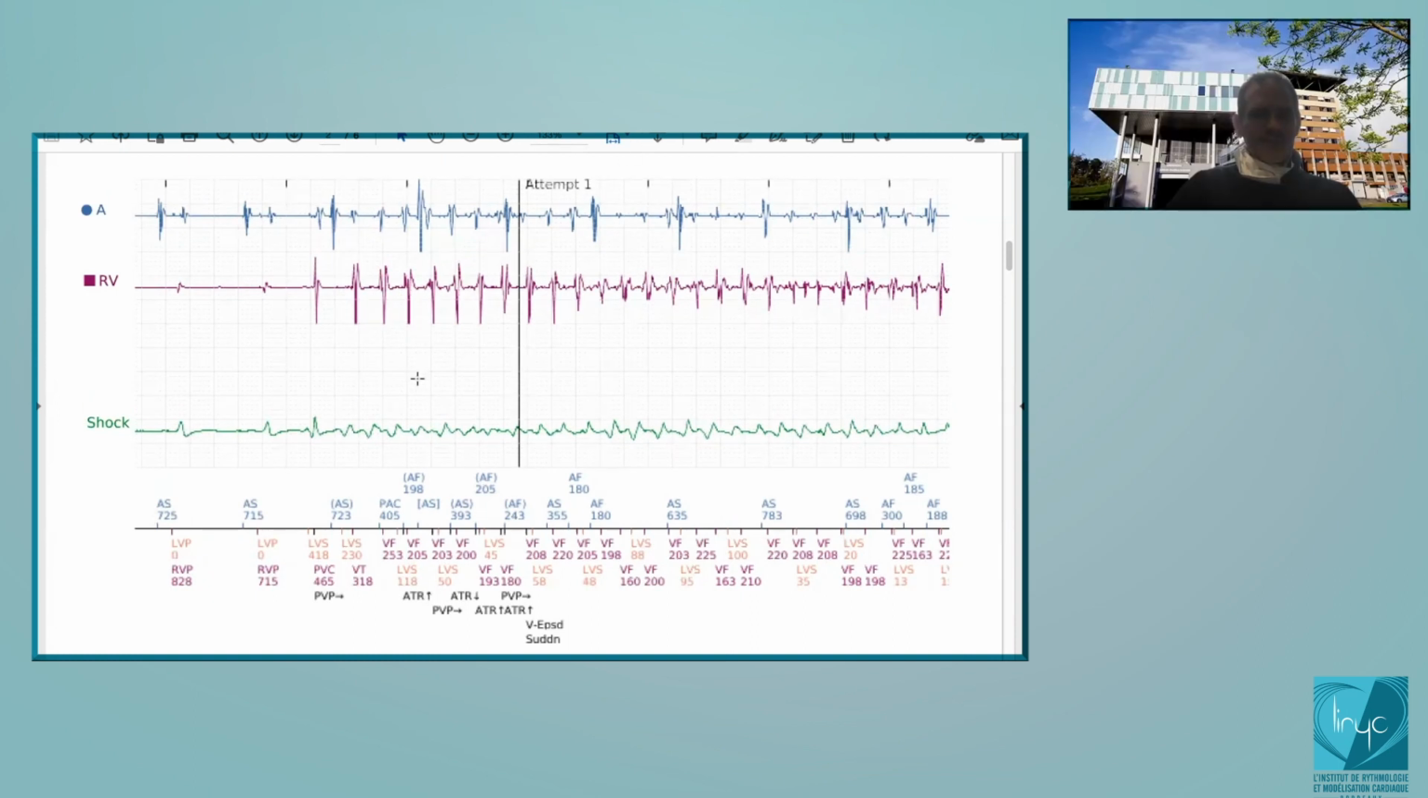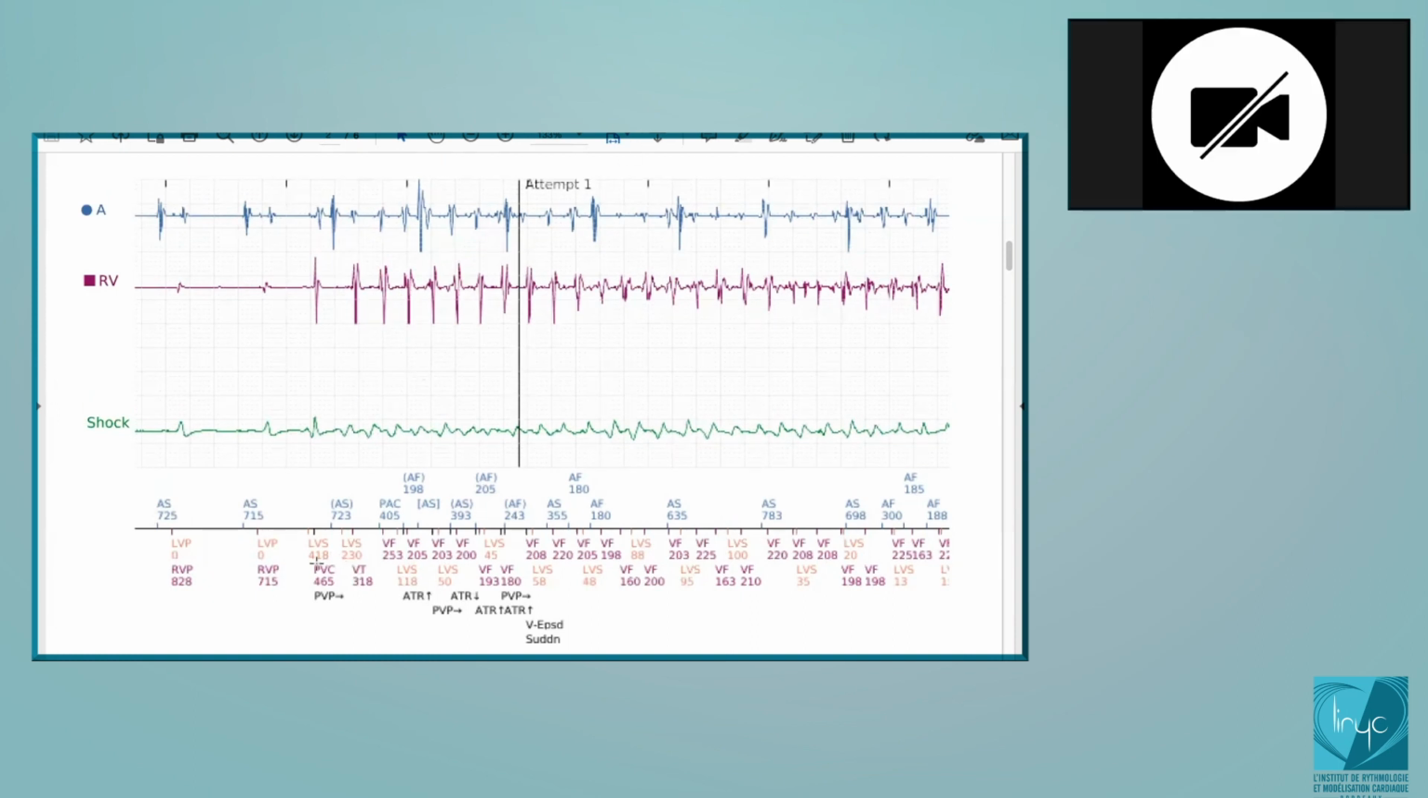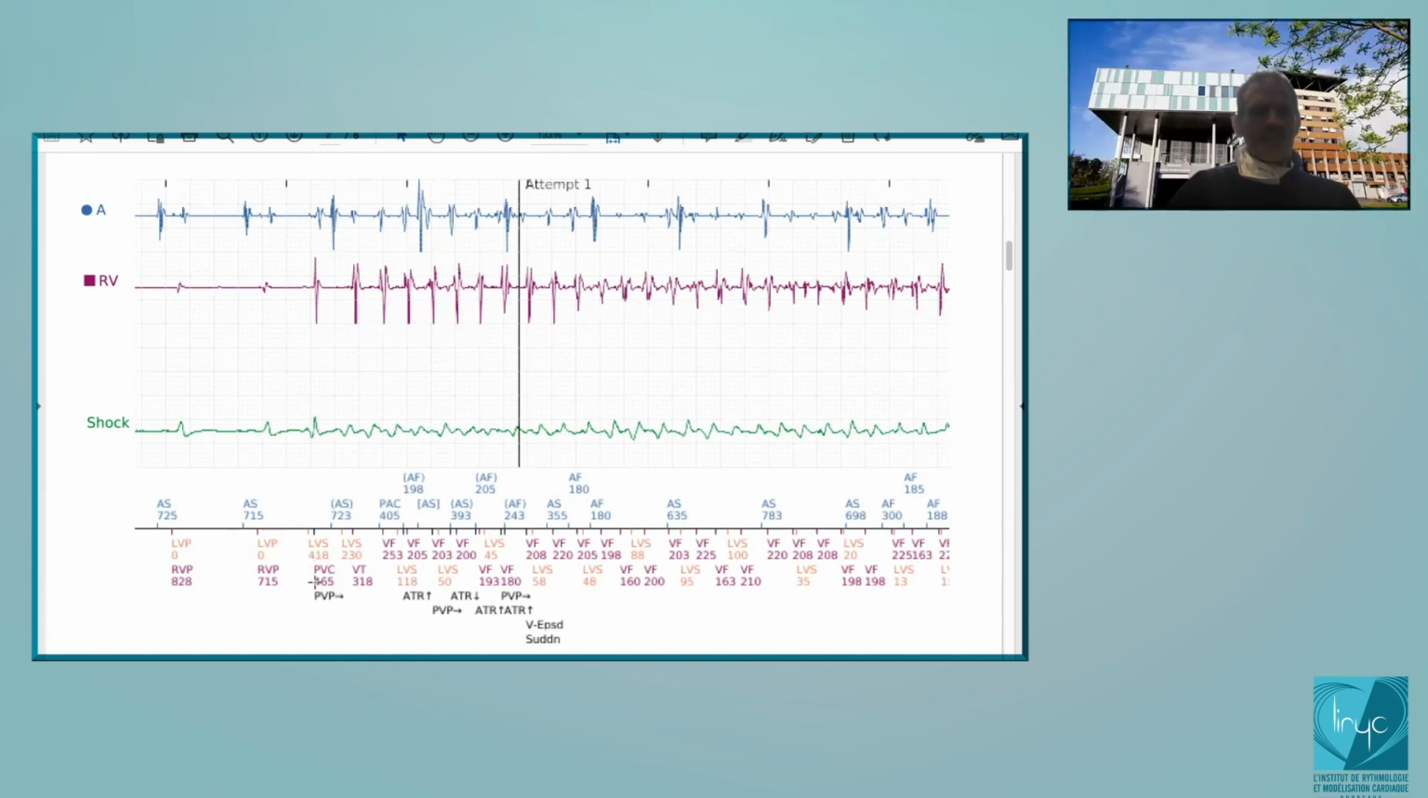Yes. And so this cycle is a PVC because it's outside any zone of detection. It's too long to be in the VT zone, for example. This one is labeled VT, because it corresponds to the VT zone. And then these cycles are classified as VF. You see the intervals here.